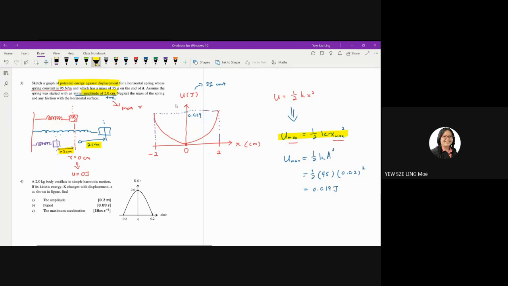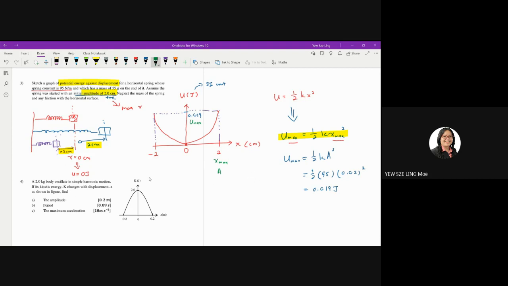You label here U max only. If you are not given the value of K, not given omega or period, not given mass, and you cannot calculate it, then in the graph you just label it as U max. And for amplitude, if there is no value, you label it as x max or A. So there are two choices for the x axis, but for the y axis, you just label it as U max. Alright, so you need the maximum value. So that is how you answer question number 3.